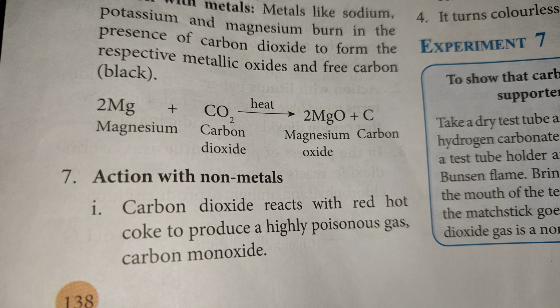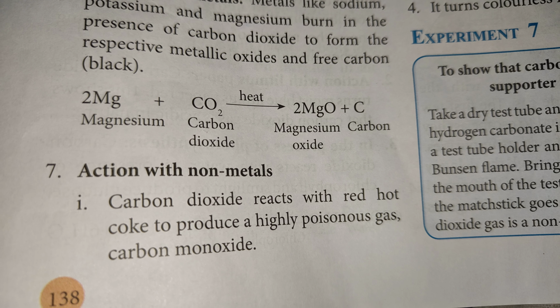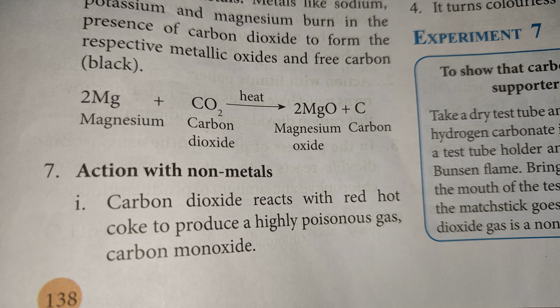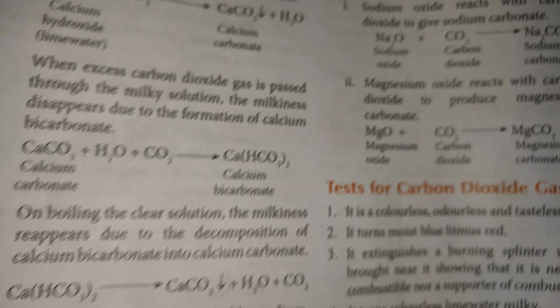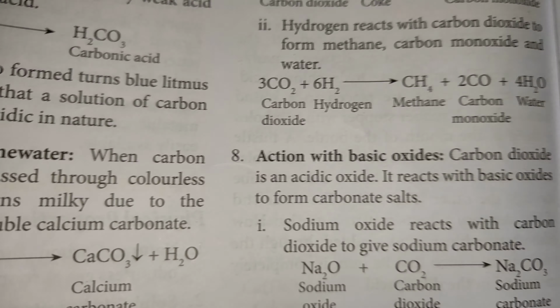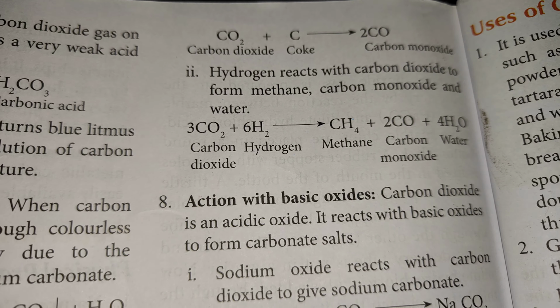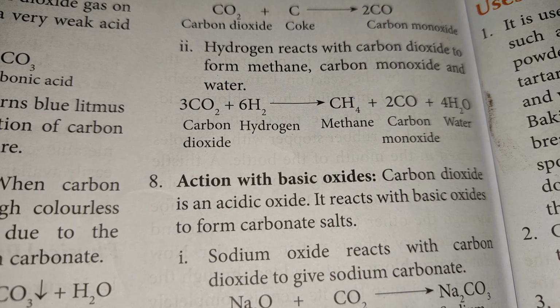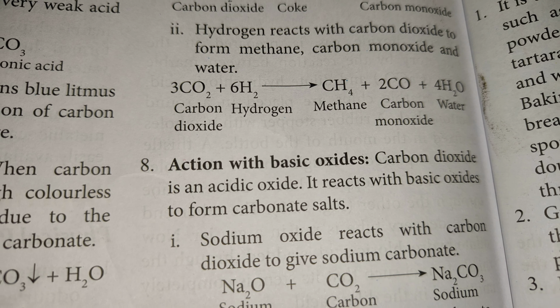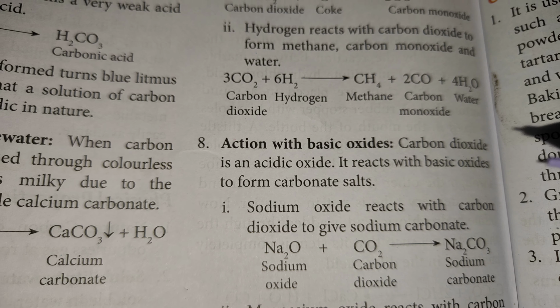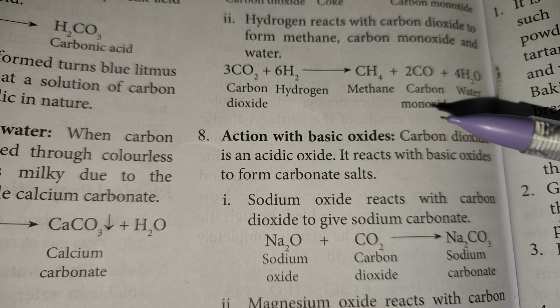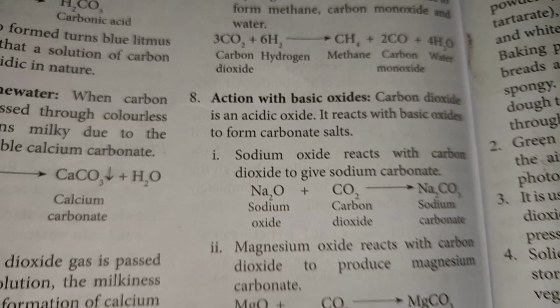Then action with the non-metals. Carbon dioxide reacts with red hot coke to produce a highly poisonous gas, which is carbon monoxide, which you have read in the second part of this chapter. Hydrogen reacts with carbon dioxide to form methane, carbon monoxide and water. As you can see here, carbon dioxide gas is reacting with hydrogen to form methane, carbon monoxide and water.